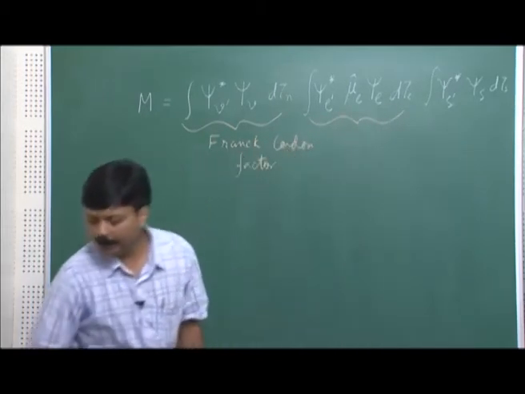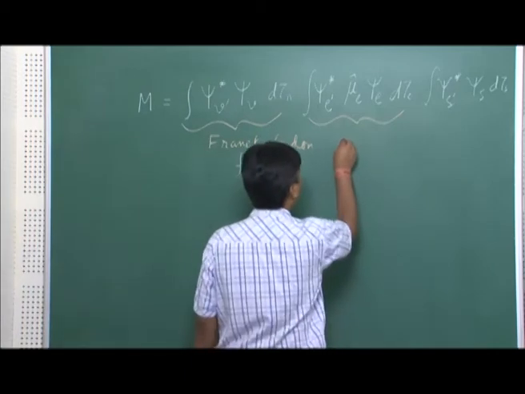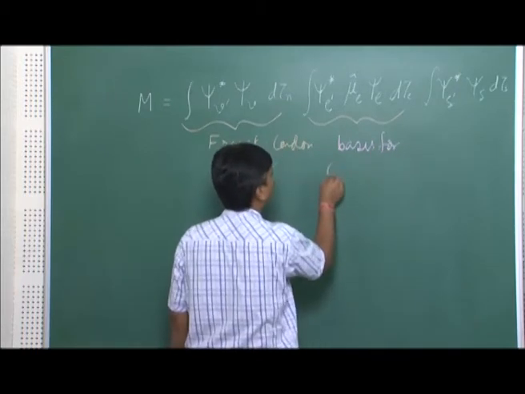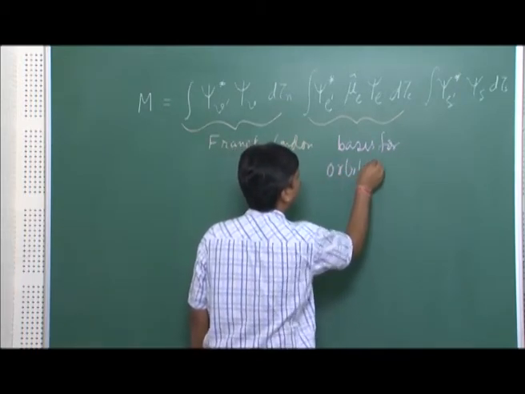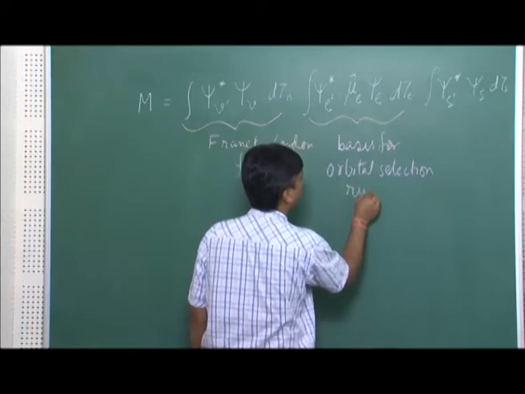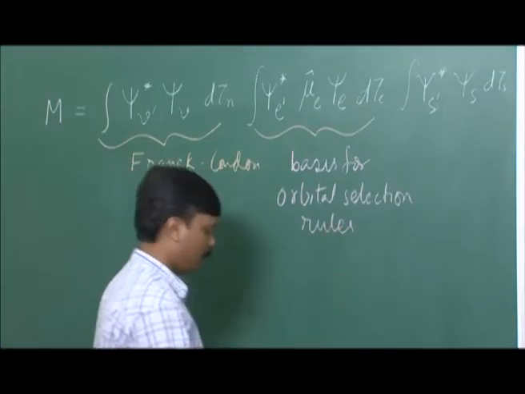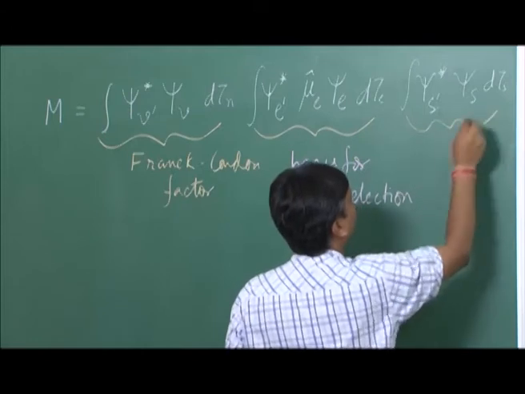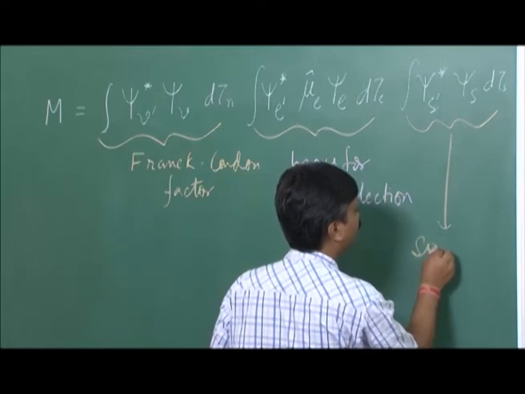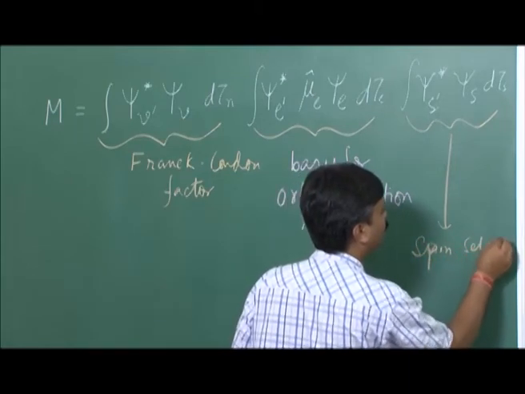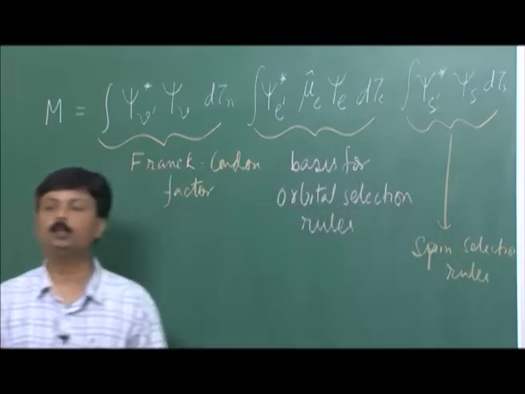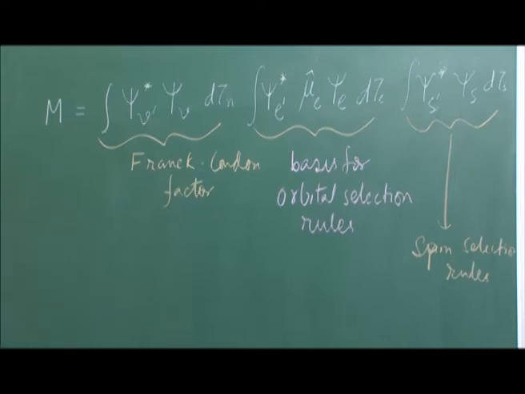So the second part forms the basis for orbital selection rules. And the third one forms the basis for the spin selection rule. Okay, so let's start with the spin selection rule part.